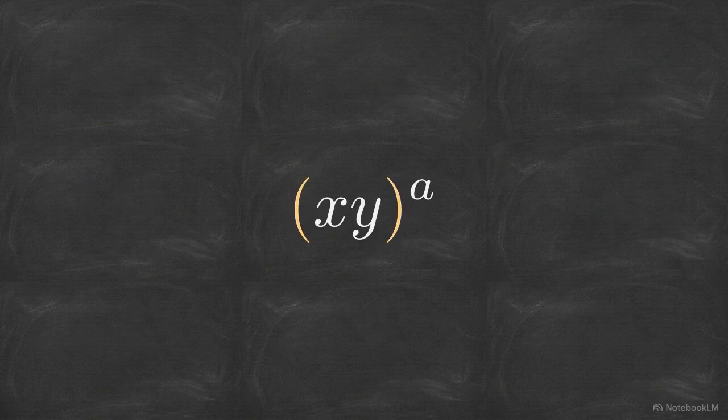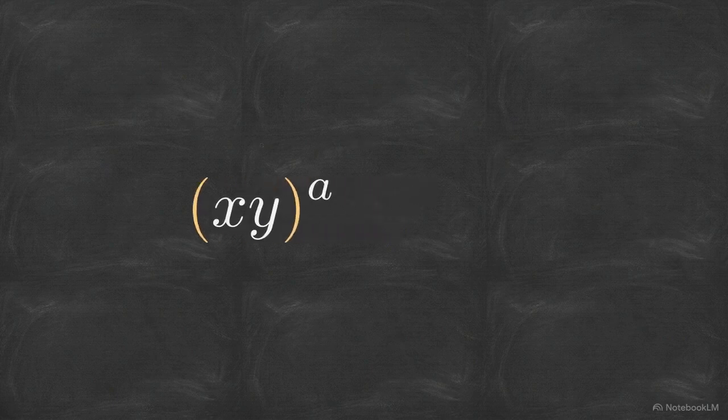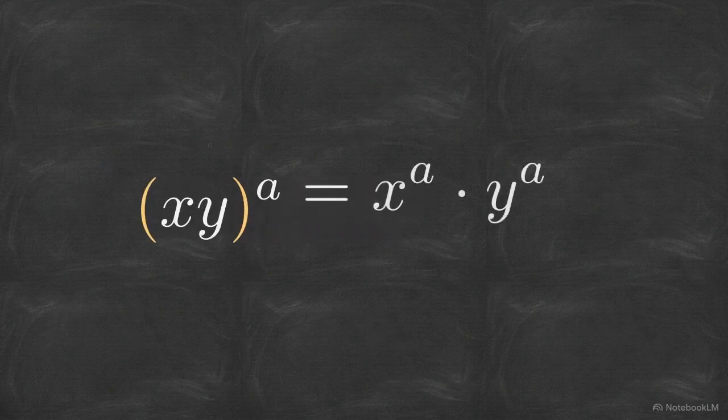That same parenthesis logic applies to the power of a product rule. An outside exponent distributes completely to every internal base within those brackets. So xy in parentheses to the power of a becomes x to the a times y to the a.